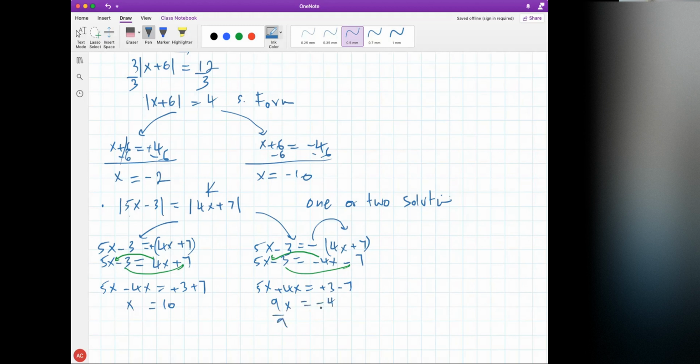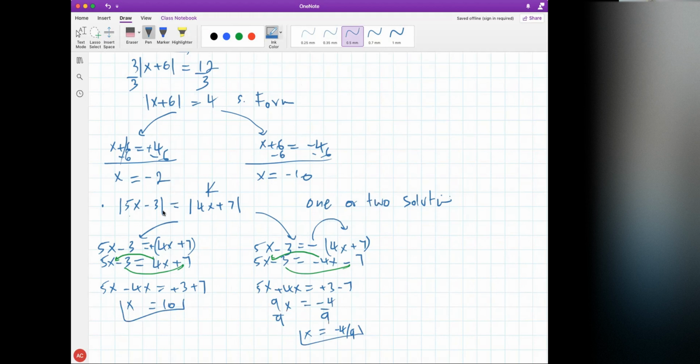Finally, divide by 9. X is negative 4 over 9. It doesn't simplify. That's okay. Reduce your answer or your fraction when possible. There are two solutions. So both of them worked. So as we expected, 2 or 1 solution.